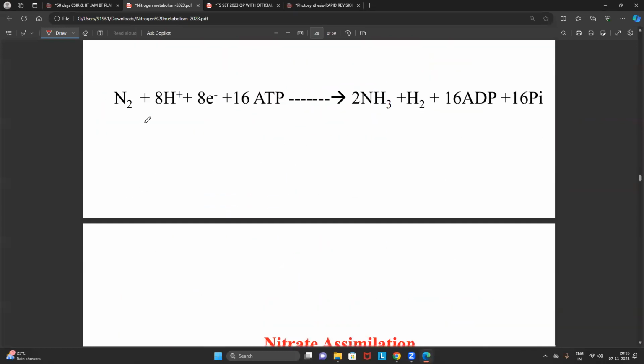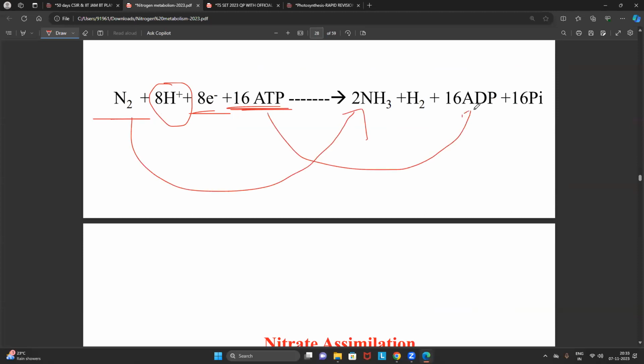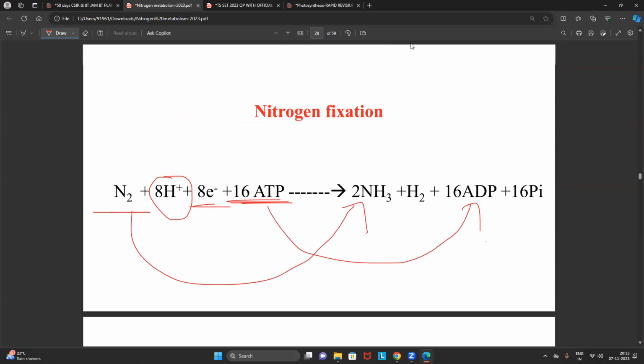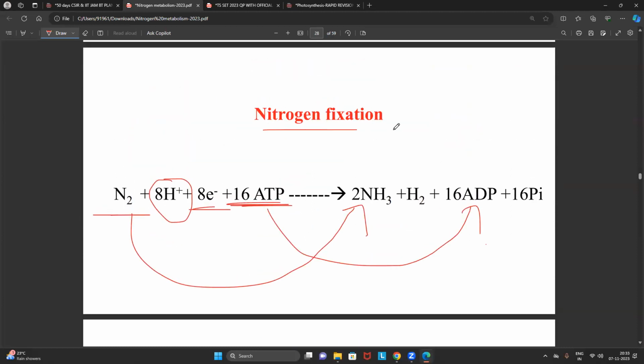Now you see the overall equation: N2, 8 electrons. To maintain the charge balance, we will take 8 protons. We are spending 16 ATP, then N2 is reduced to NH3, and 16 ATP is reduced to 16 ADP. This is what simple nitrogen fixation is.